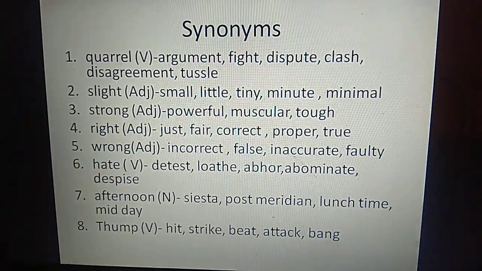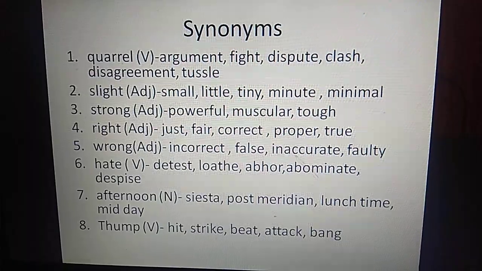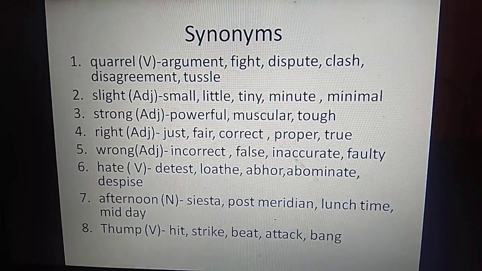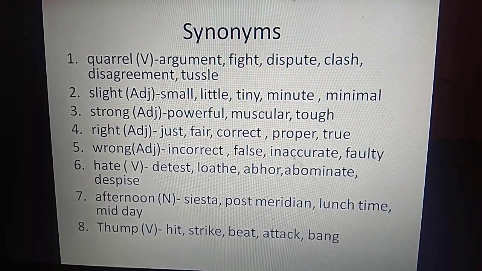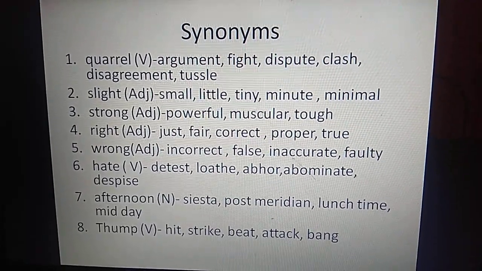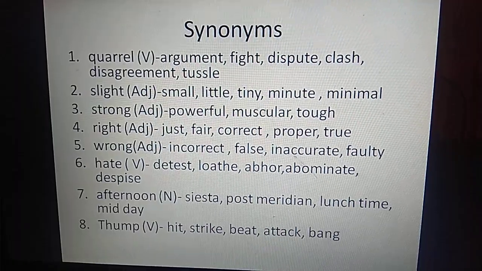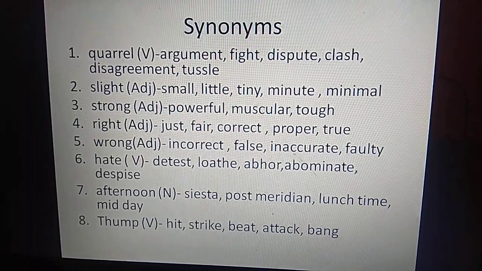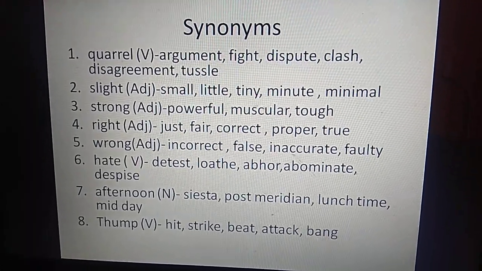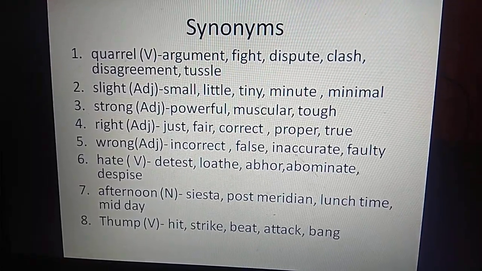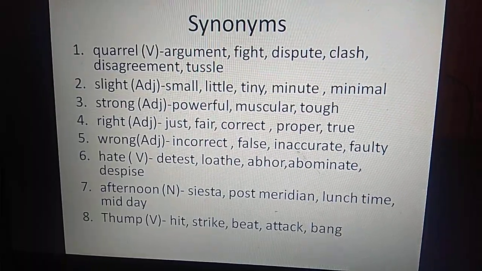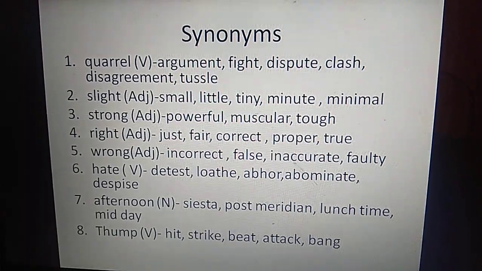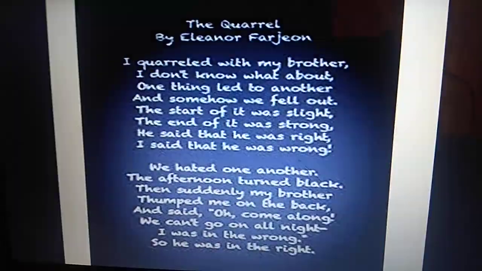Let us see what the synonyms are. Quarrel, that's a verb which means argument, fight, dispute, clash, disagreement, or tussle. Slight is an adjective which means small, little, tiny, minute, minimal. Strong: powerful, muscular, tough. Right, again an adjective: just, fair, correct, proper, true. Wrong, one more adjective: incorrect, false, inaccurate, faulty. So this is how we have seen some synonyms from stanza 1.